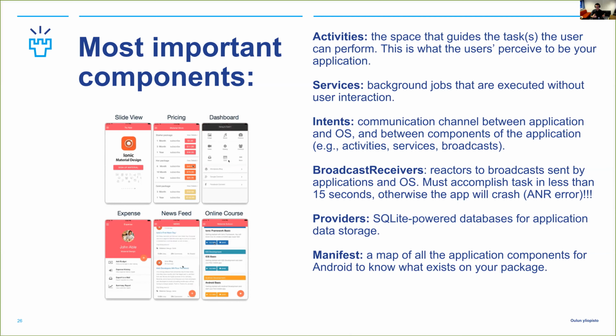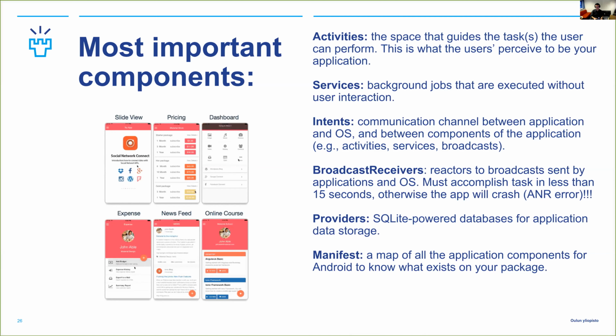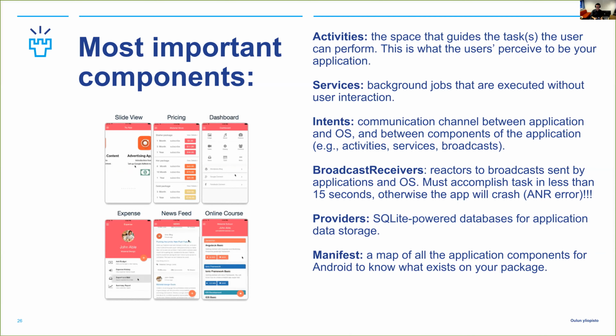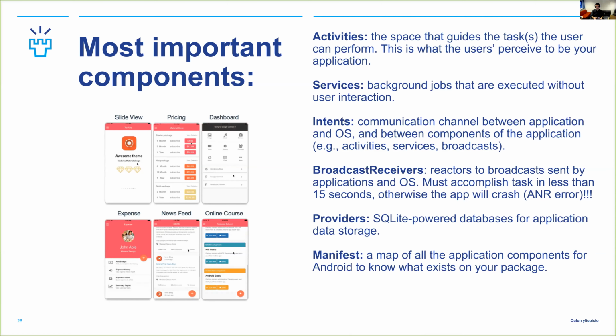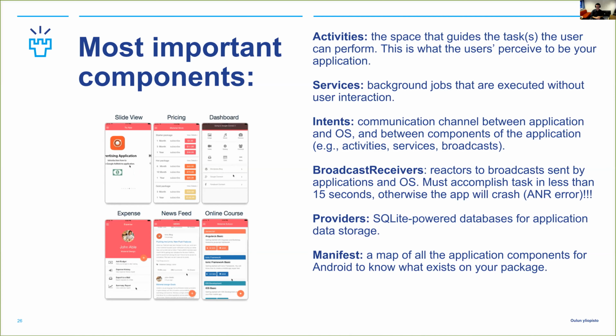So we normally have these most important components for Android. We have activities, and activities is where you actually implement what happens on the interface. This is what the user perceives to be your application. This is what the user sees. And this activity is where you program what happens when you press a button, when you scroll, when you swipe, when you zoom in or zoom out, and things like that.